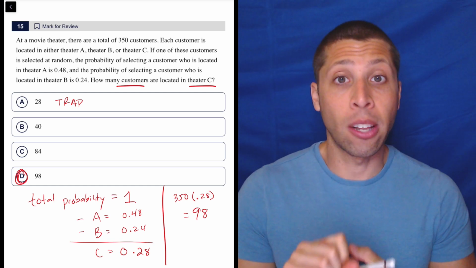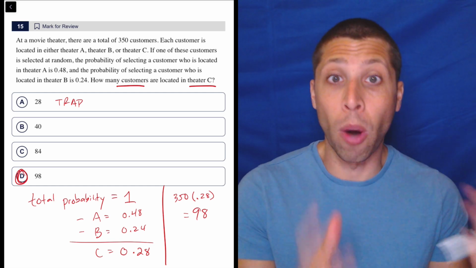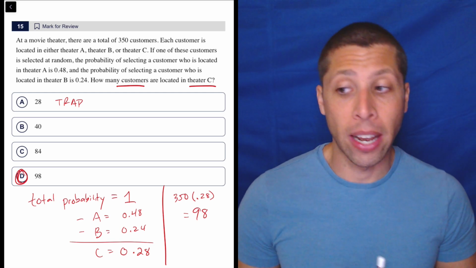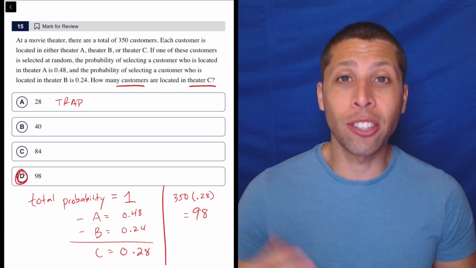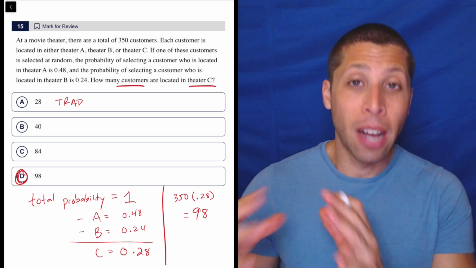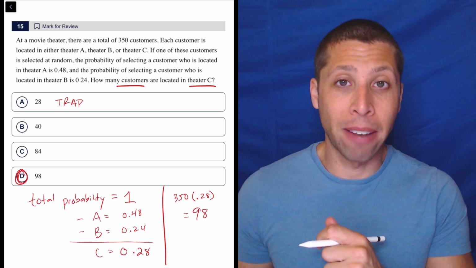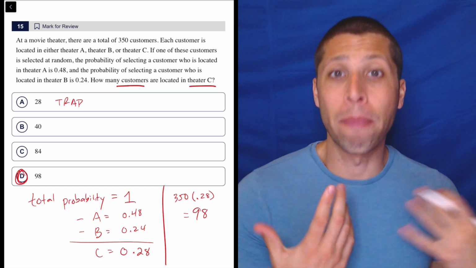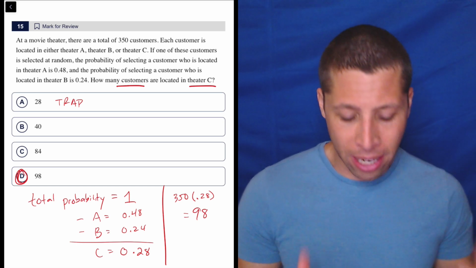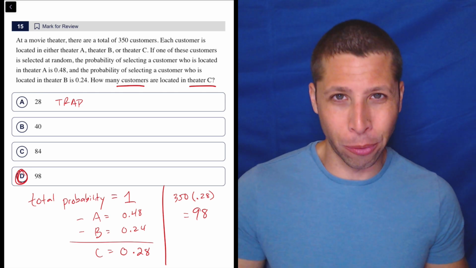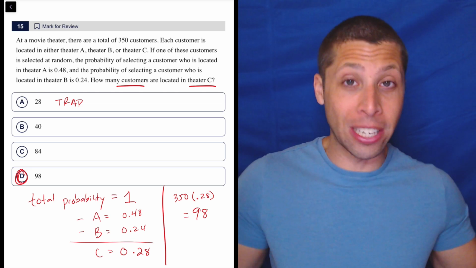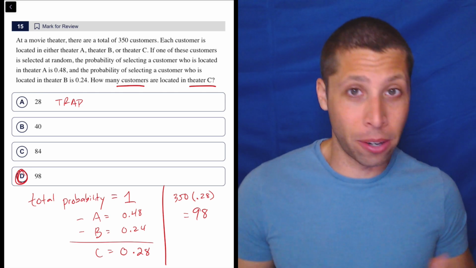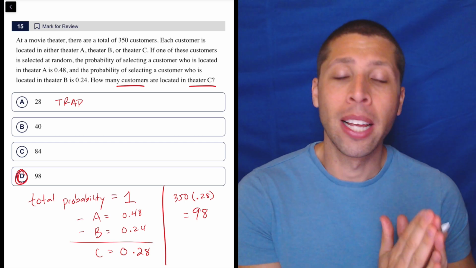Number one is that all probabilities are always going to add up to 1 or 100%, depending on how you want to think of it. So you can use that to your advantage. If they give you a probability of some event, then the probability of that event not happening is 1 minus that. We're using that here in order to find C, getting rid of the A and the B probabilities. There is no Theater D, right? There's no other event that we're not accounting for here. So everything that's left over is C.